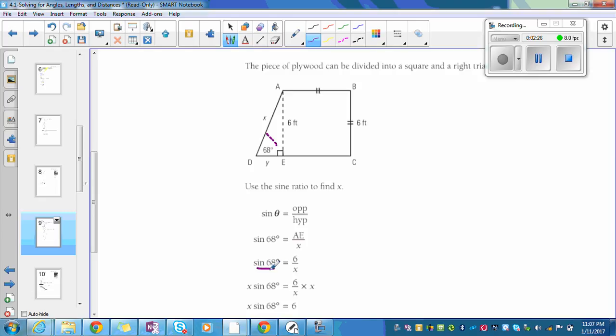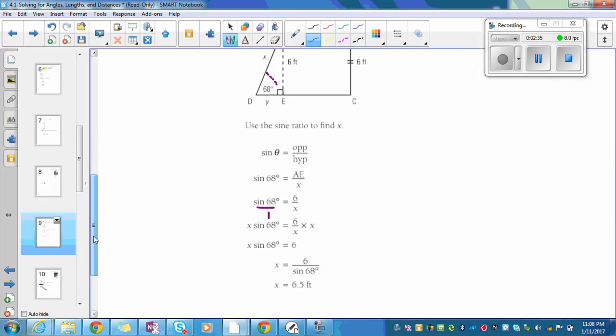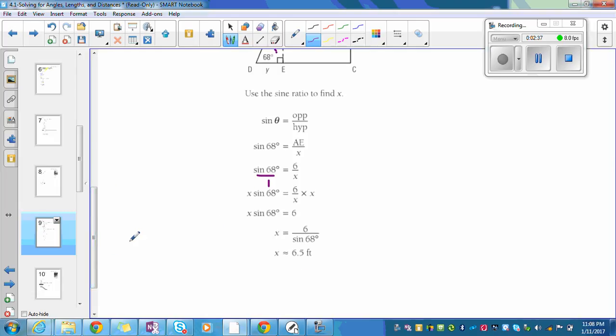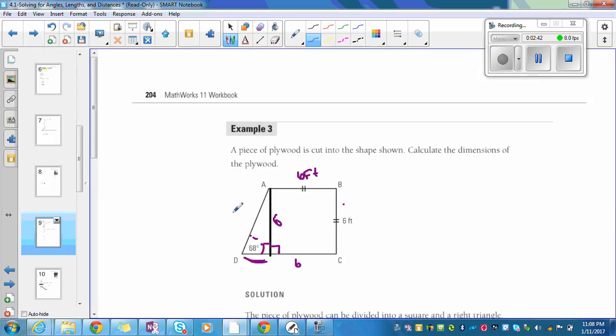So the sine of 68 is equal to 6 over X, our unknown. I always like to put it over 1. We multiply by X. Sine of 68 times X is equal to 6. Divide by the sine of 68 to get 6.5 feet. So that means in our diagram here, this length AD is 6.5 feet. I apologize for my writing ability with my mouse here. But it's 6.5 feet.